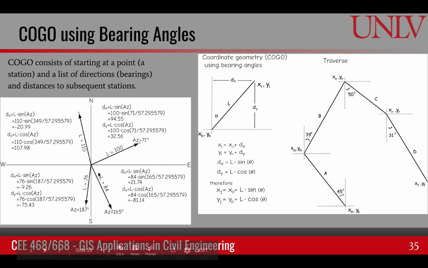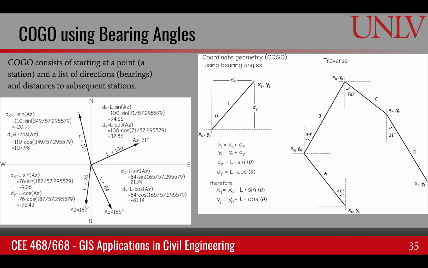Here's an example where a distance of 100 meters, or 100 units, at an angle of 71 degrees can be converted into an x component distance, which is 94.55 units, and a y component distance, which is 32.56. Again, as engineers, you have been well trained in these equations and their applications.